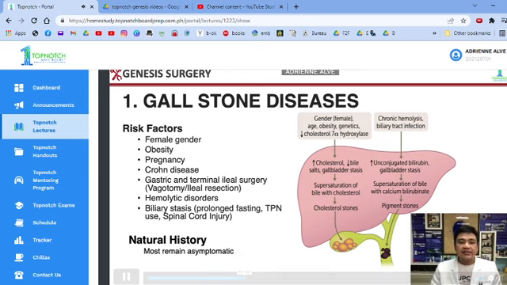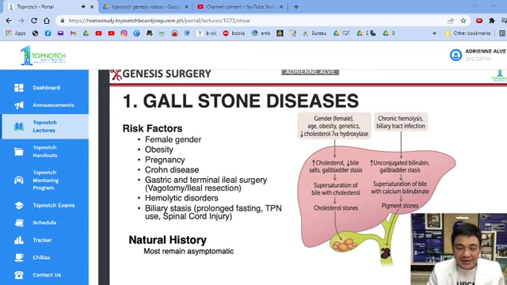Now, gallstone disease. The risk factors for this include female sex, obesity, pregnancy, Crohn's disease related with malabsorption, gastric and terminal ileal surgery, hemolytic disorders, and biliary stasis. As for the natural history, most would remain asymptomatic. Repeat, most would remain asymptomatic. That should be your mantra to everyone telling you that they have gallstones. Most of them are incidental findings.